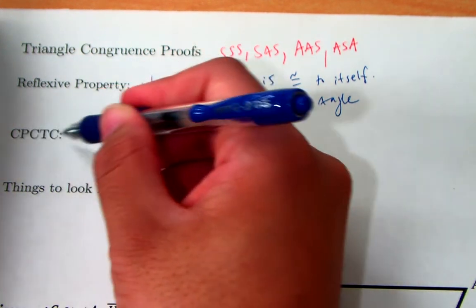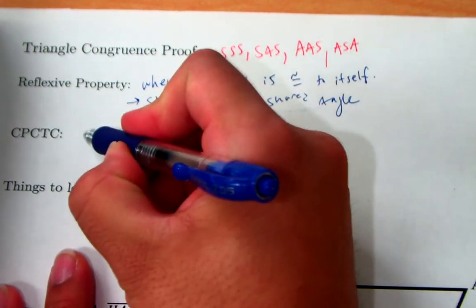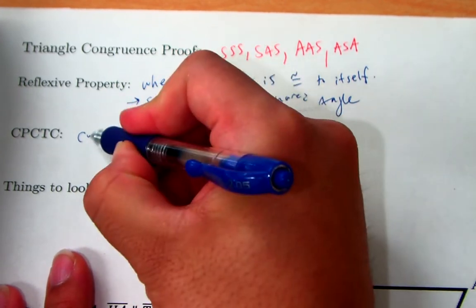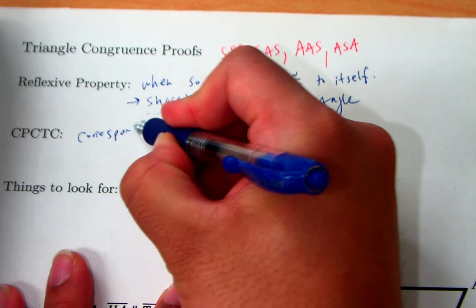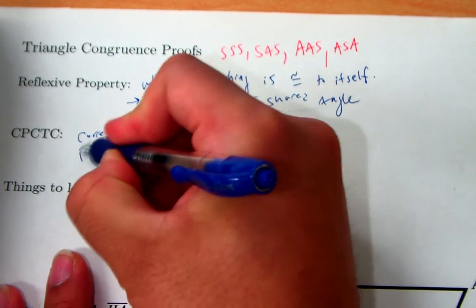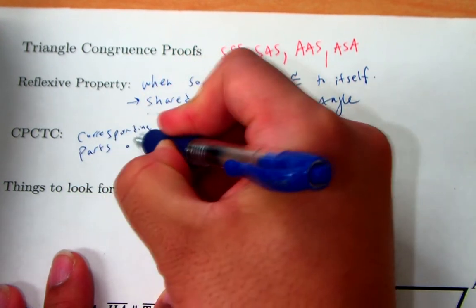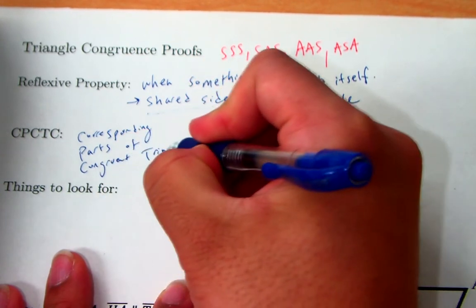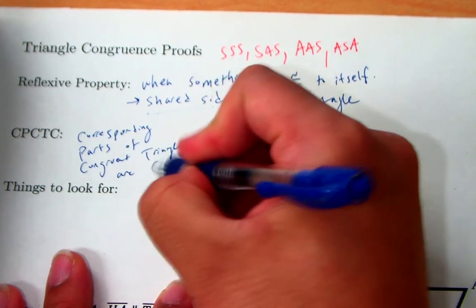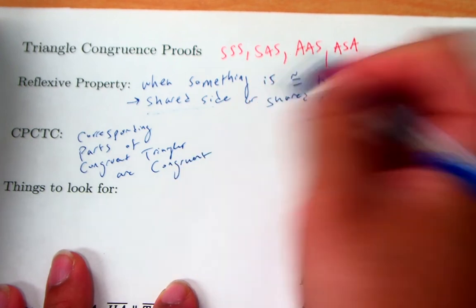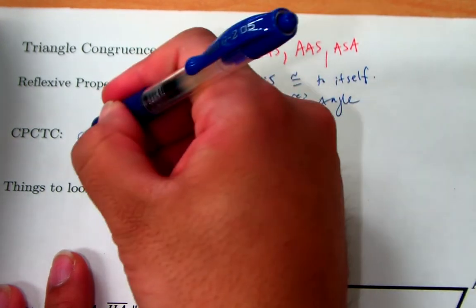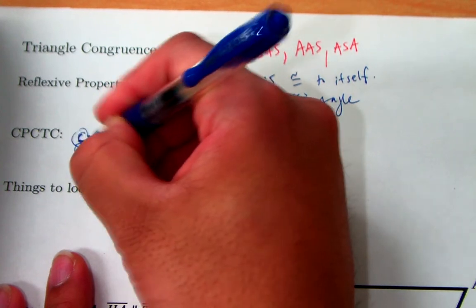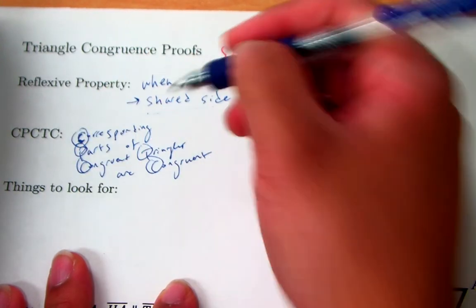The next thing to keep in mind is an acronym. It's called CPCTC. What does it stand for, you wonder? It stands for corresponding parts of congruent triangles are congruent. Corresponding parts of congruent triangles are congruent. You can see the acronym here. It's a bit of a mouthful, but what it's saying is actually something very, very simple.